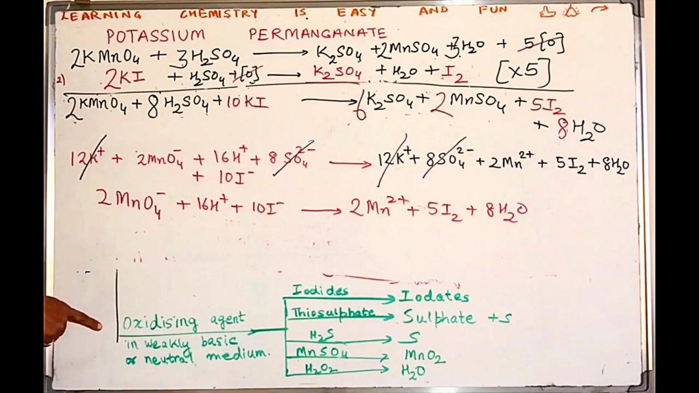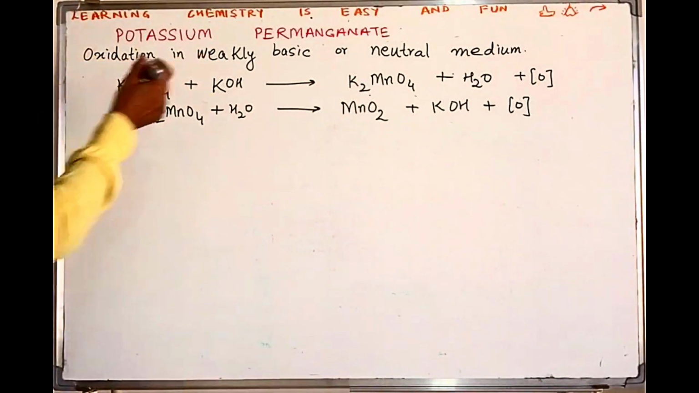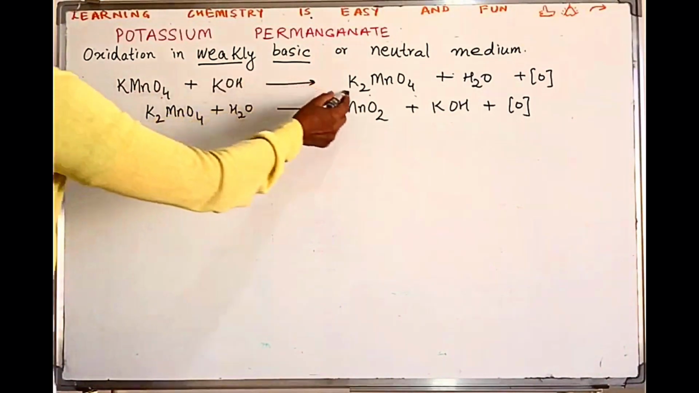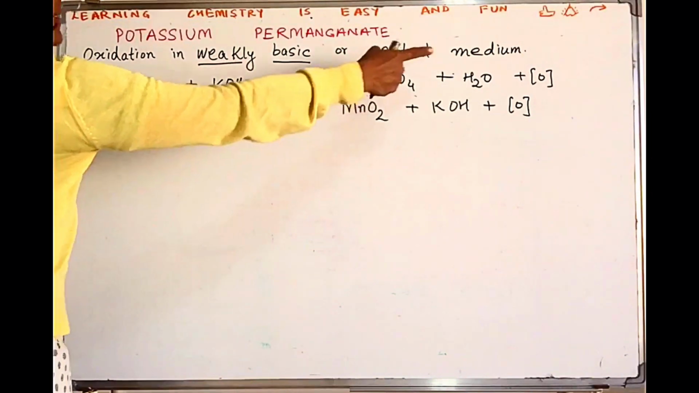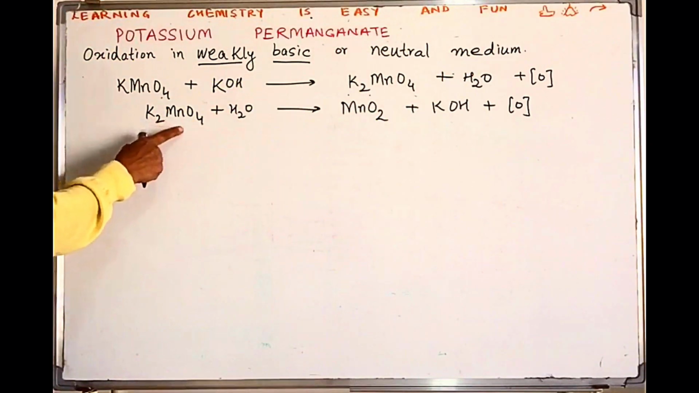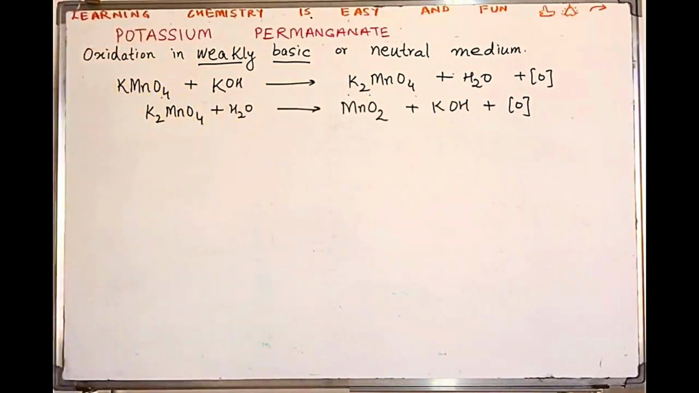So let's now go on to oxidizing behavior in weakly basic or neutral medium. I'm first taking up the oxidation in weakly basic medium. KMnO4 plus KOH gives you K2MnO4. This particular reaction we've done in the properties as well. In an alkaline medium, permanganate changes to manganate, releasing nascent oxygen. The reaction does not stop at this. The manganate further gets converted to MnO2, KOH, and again releasing nascent oxygen.